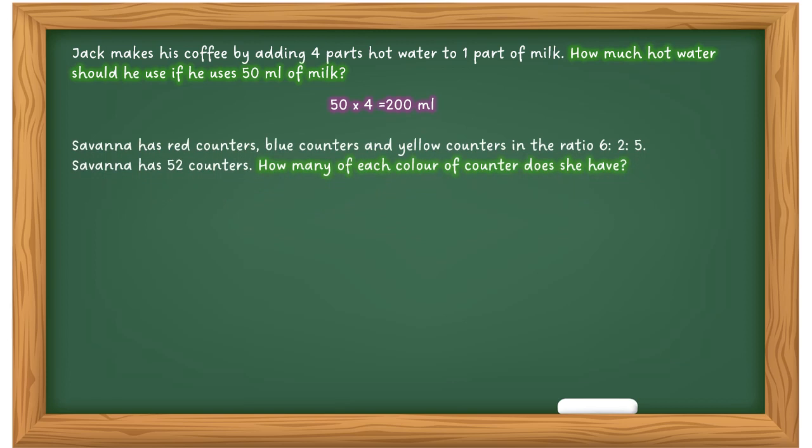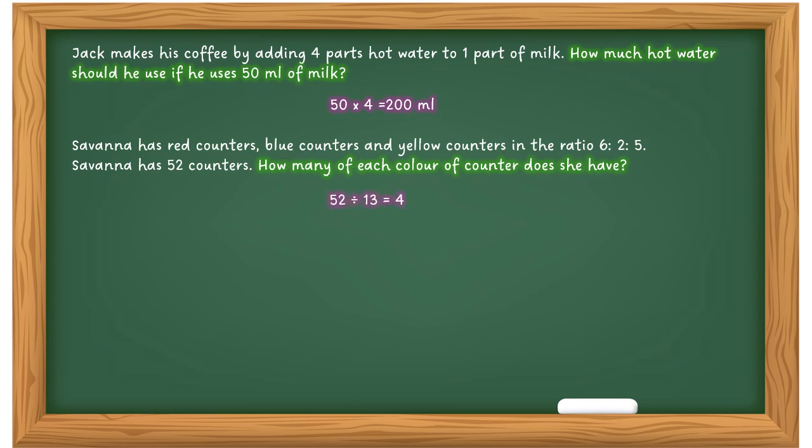Now Savannah has red counters, blue counters and yellow counters, in a ratio of 6 to 2 to 5. Savannah has 52 counters. How many of each colour does she have? Pause the video, have a go. How did you do?